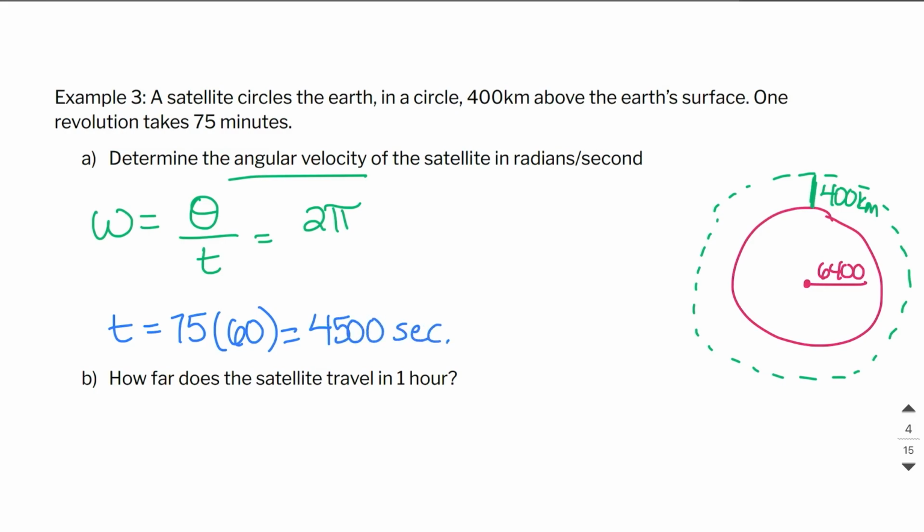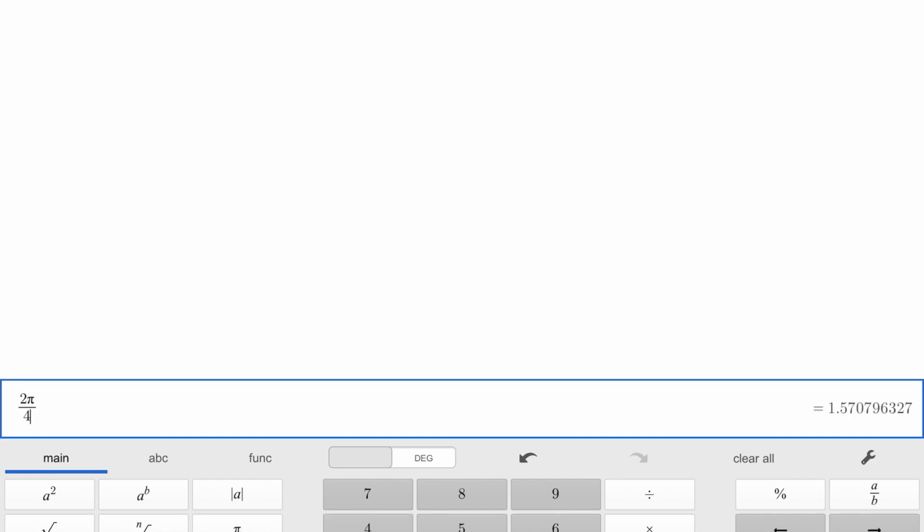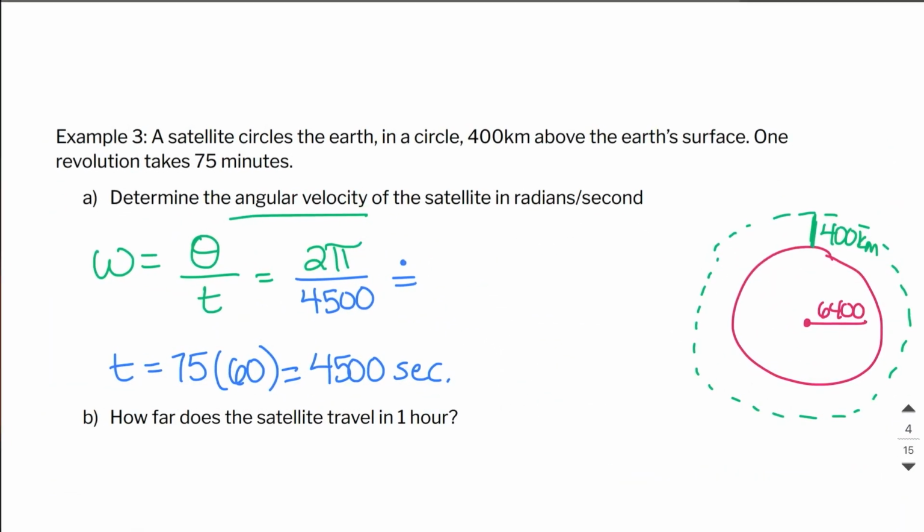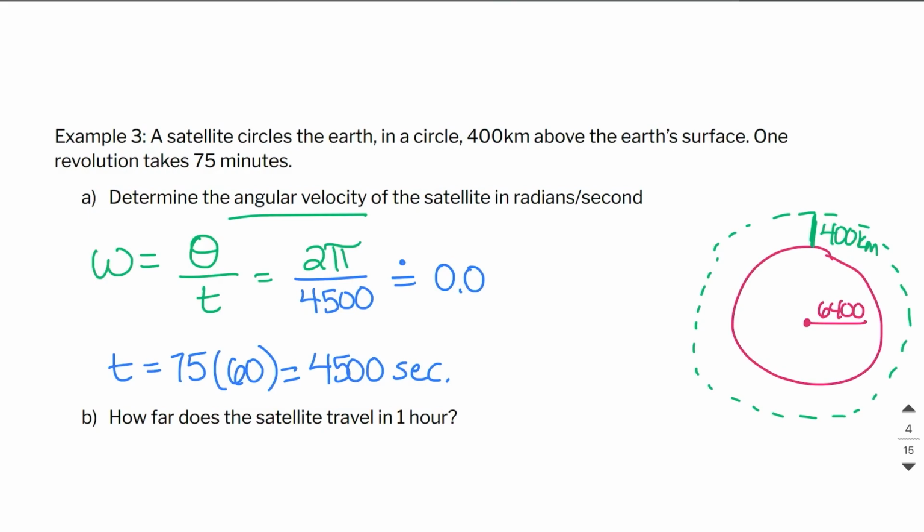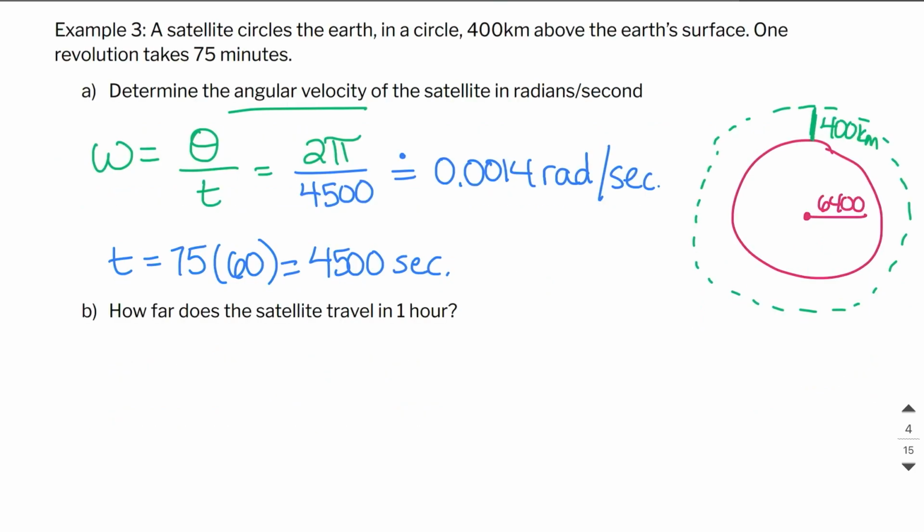gives 4,500 seconds. To find my angular velocity, I take the full angle, which is 2 pi, divide that by 4,500, and we end up getting 0.0014. So it's completing 0.0014 radians per second.